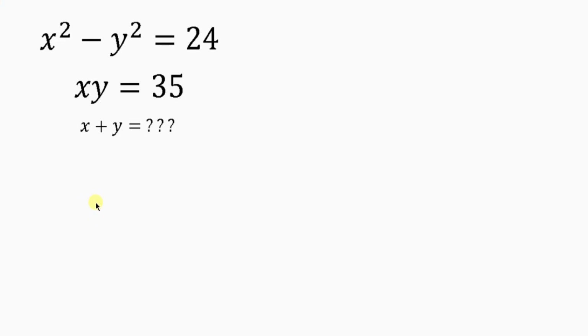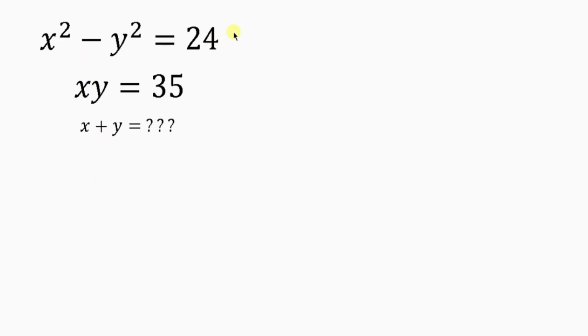And look at this nice and beautiful question we have here on the board that we're going to be solving. The question says x squared minus y squared is equal to 24 and xy is equal to 35. We're to look for the value of x plus y. Well, I'm going to be showing you a simple trick that you can use to solve questions like this.